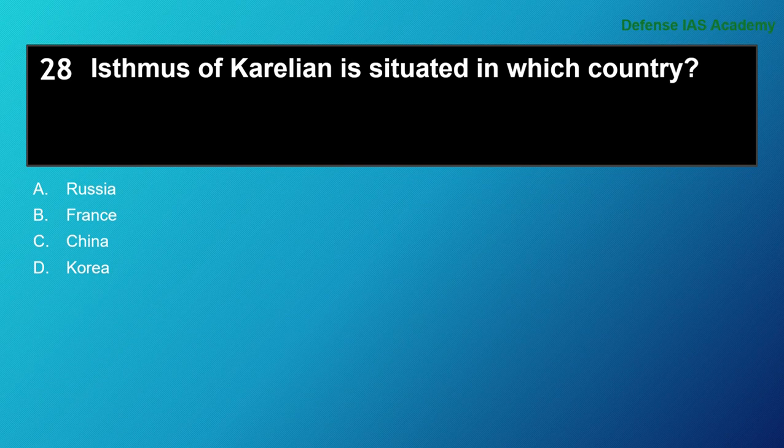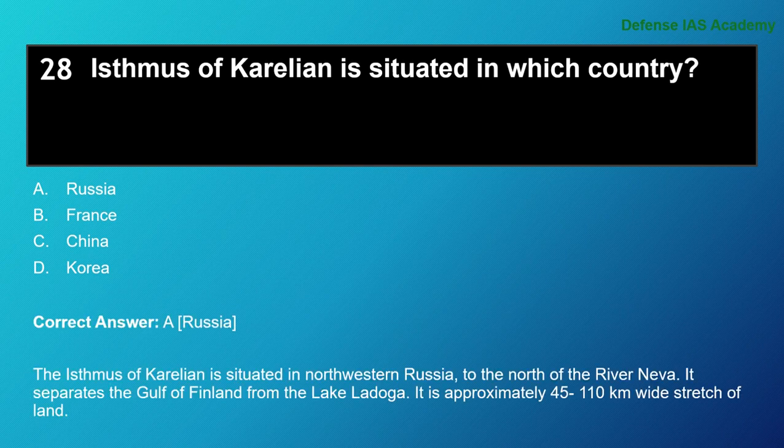Isthmus of Karelian is situated in which country? The answer is option A, Russia. The Isthmus of Karelian is situated in northwestern Russia to the north of the river Neva. It separates the Gulf of Finland from Lake Ladoga. It is approximately a 45 to 110 kilometer wide stretch of land.